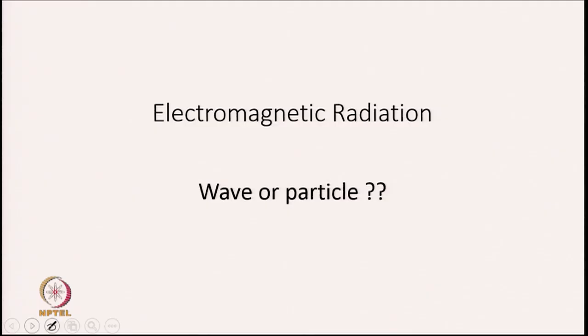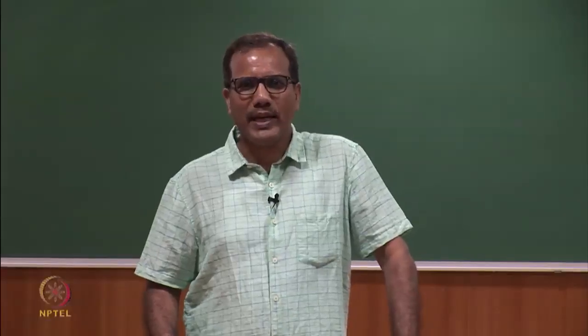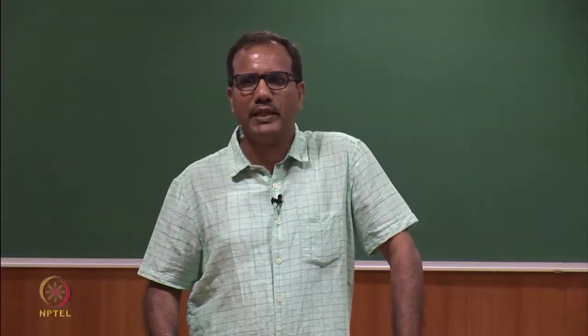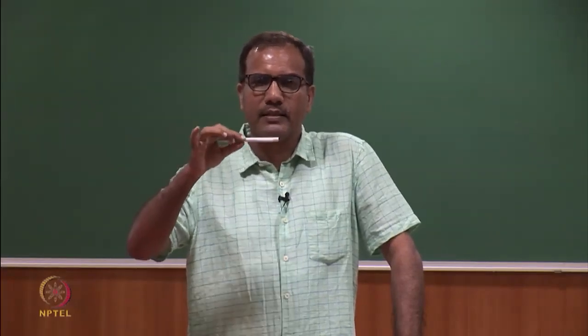The first question is whether this electromagnetic radiation is a wave or a particle. To understand this, we need to understand the difference between a wave and a particle. Particles like a baseball, car, a grain of sand or this pen can be located at a well defined point at a given time. At a particular point I can say that this pen is here.